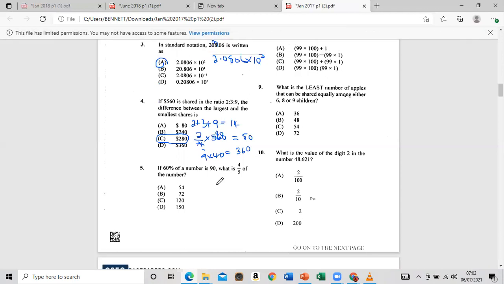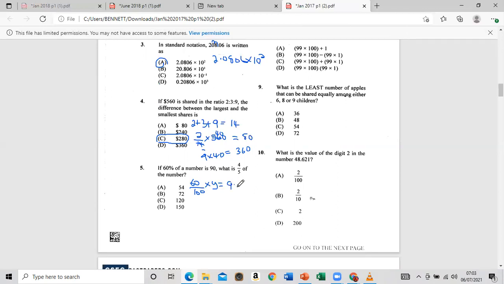Alright. If 60% of a number is 90, what is 4/5 of the number? Well, we can find 4/5 of the number. Let us first find the number that was taken 60% of. So it's 60 over 100, because that's what they did initially. Call the number y. We don't know what the number is, but we know that it must equal 90, right?